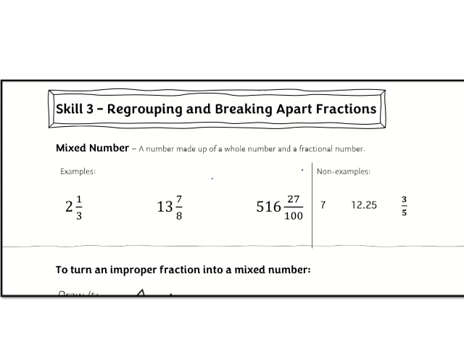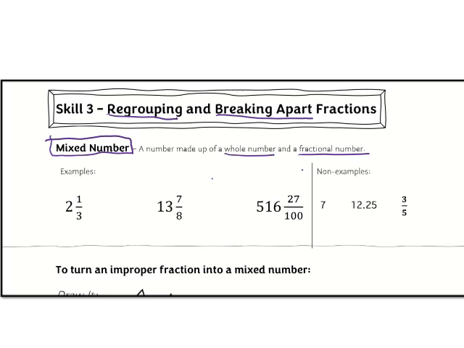So to start with Skill 3, we are regrouping and breaking apart fractions. Basically, we're trying to figure out when we have enough fractional pieces to make a whole number, or how we can take a whole number and cut it up into fractional pieces. To do that, let's start with an important vocabulary term. I'm going to box this right here, mixed number. A mixed number is a number made up of a whole number and a fractional number.